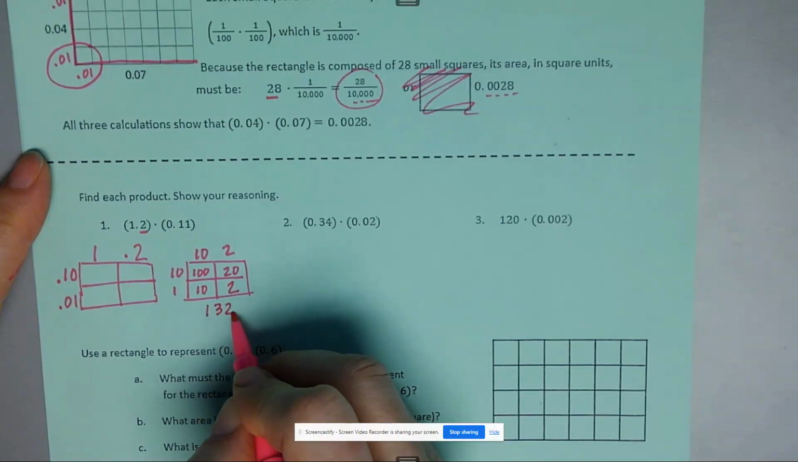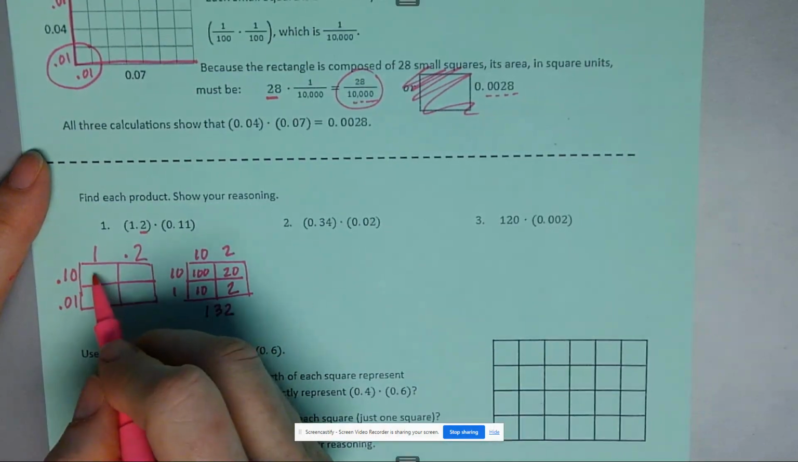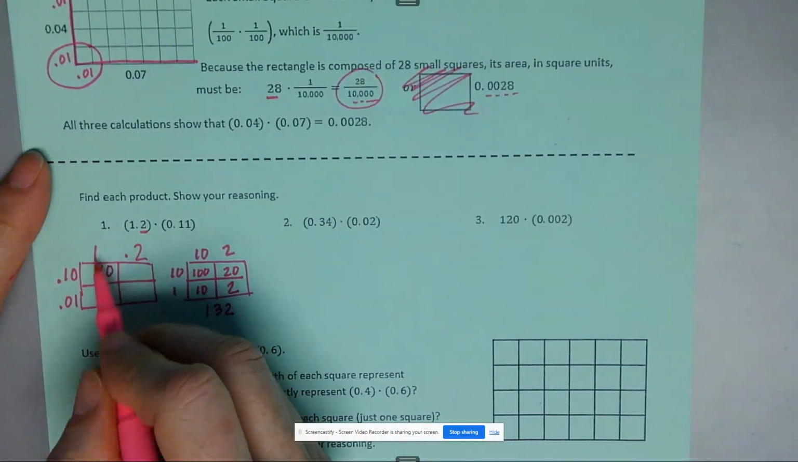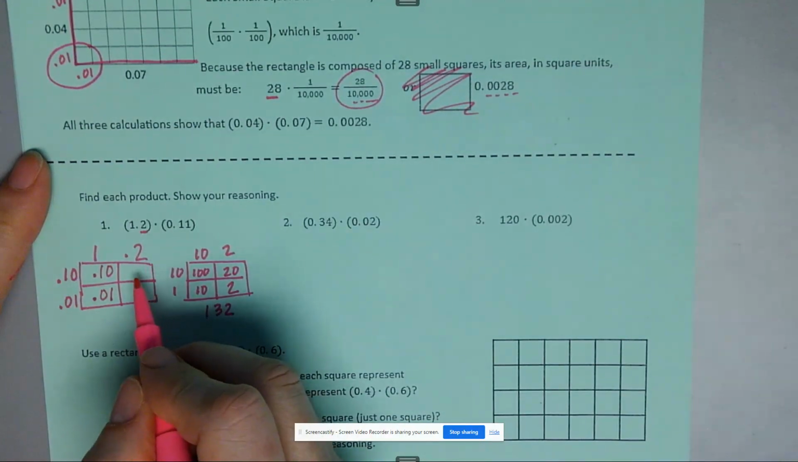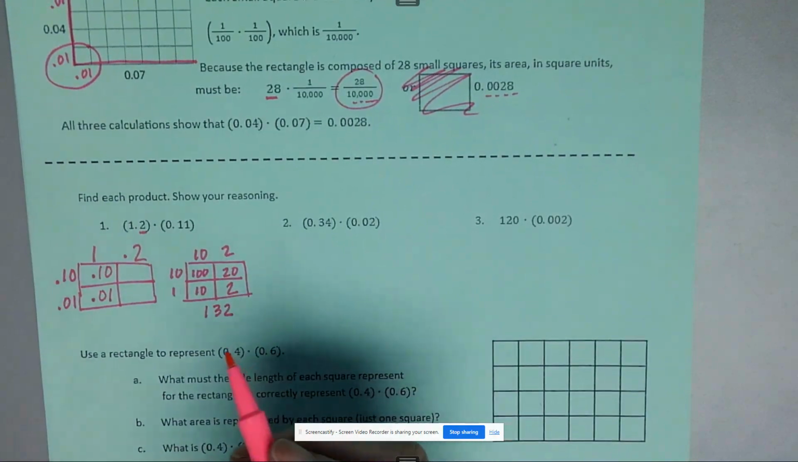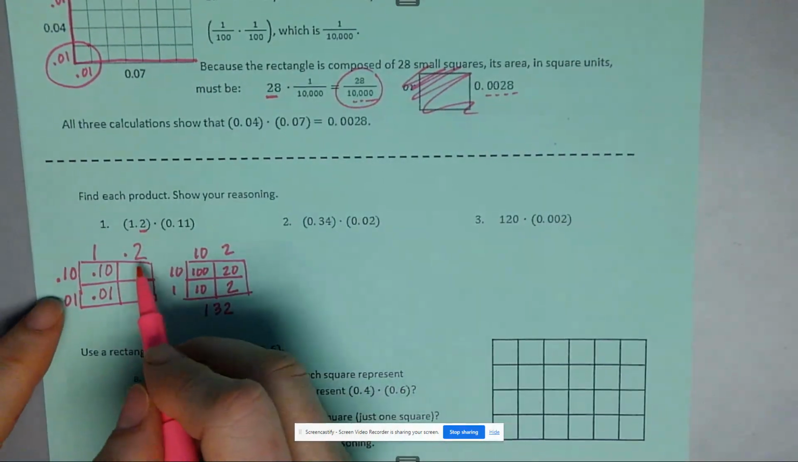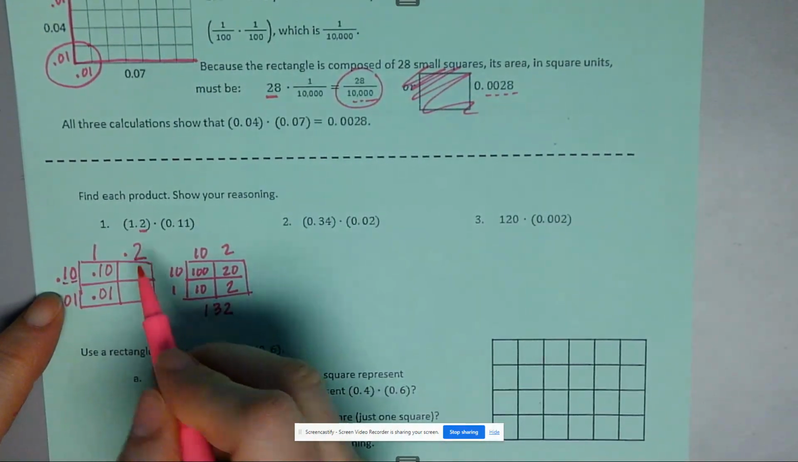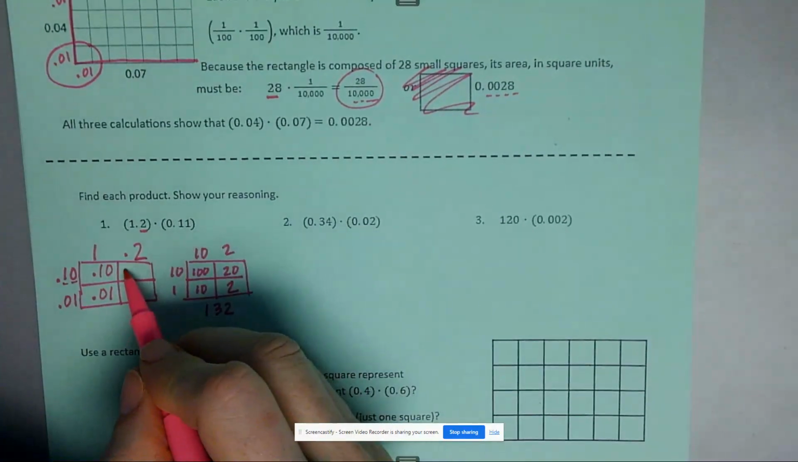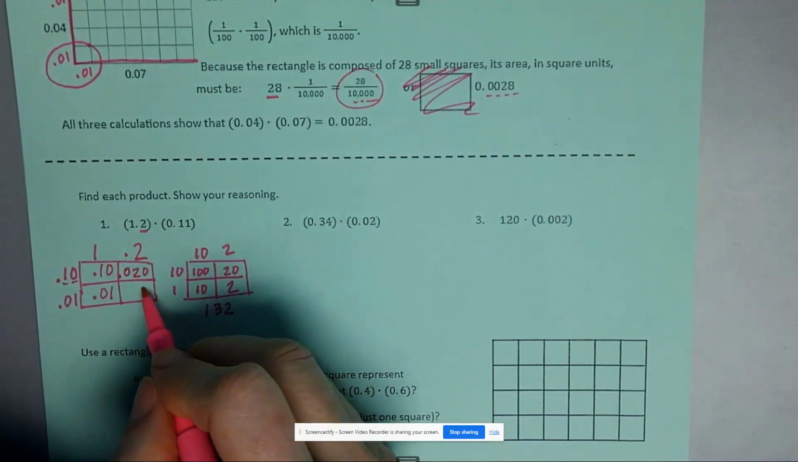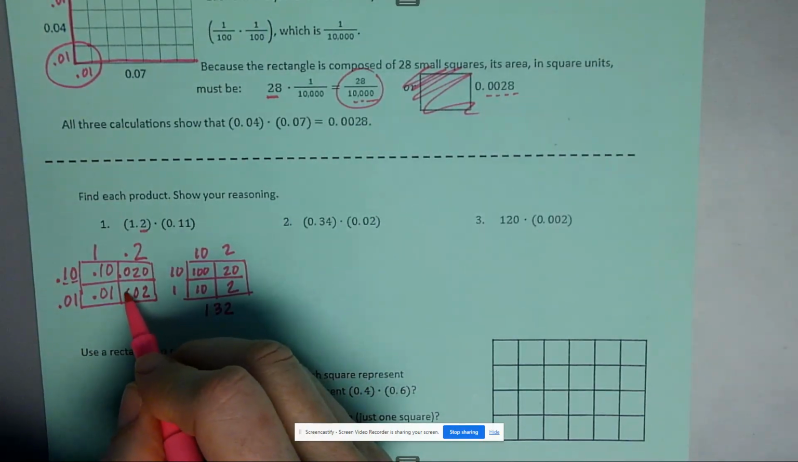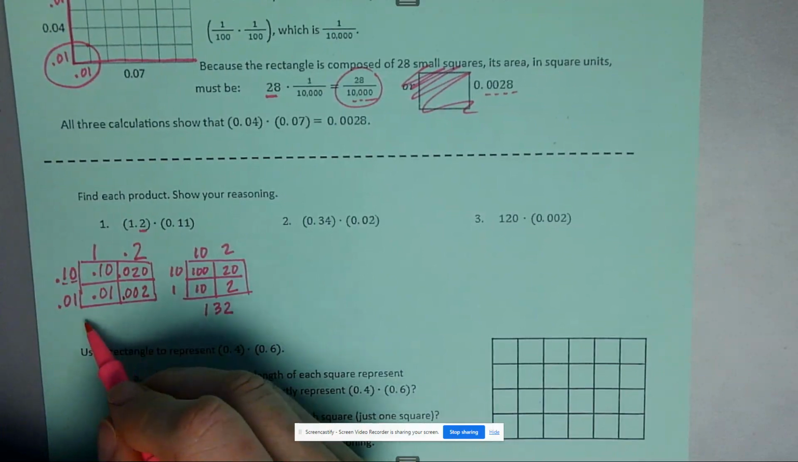It's 132. This is 1 tenth. This is 1 100th. This is 20. 10, 20, 3 places. So that would be that. And this would be 2 with 3 places. So let's see what we get.